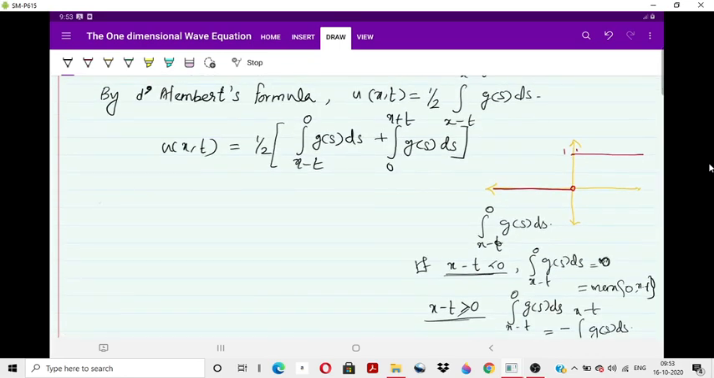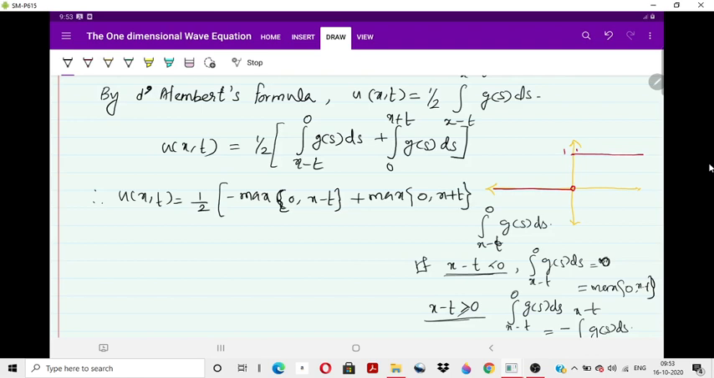So here we have, therefore, u of x comma t is equal to 1 by 2 times minus maximum of 0 comma x minus t plus maximum of 0 comma x plus t, or this is equal to minus maximum of 0 comma x minus t by 2 plus maximum of 0 comma x plus t by 2. This is u of x comma t.